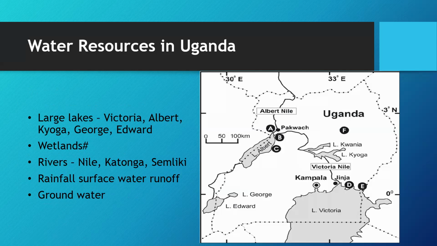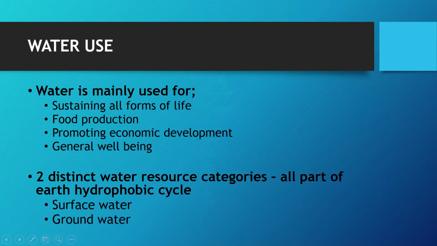We have the lakes: Lake Victoria, Lake Albert, Kyoga. Of course, the rivers: we have the Nile, Katonga. These are things that we already know from our geography in O-level and A-level. So rainfall, surface water runoff, then we have the groundwater that Coach has already explained to us.